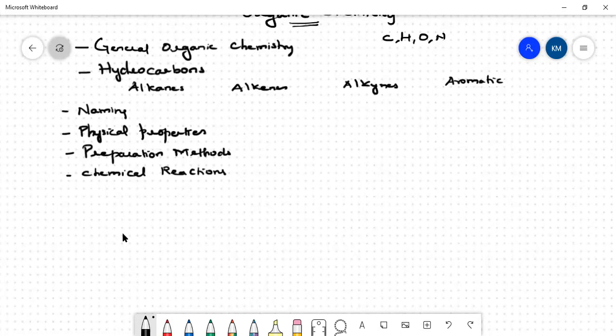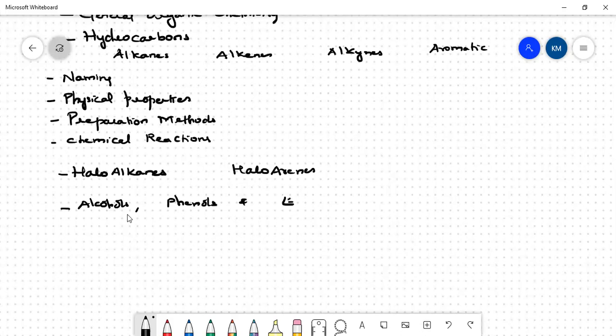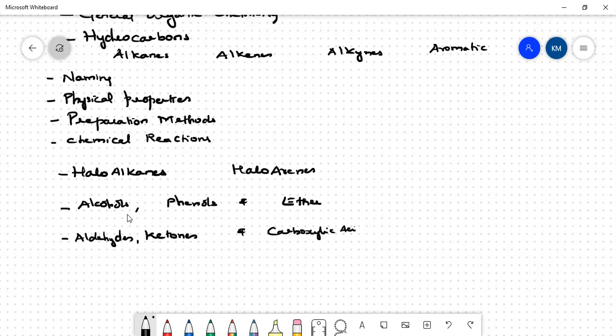Now let's look at the different chapters that we have in here. First, we have HaloAlkanes, and then HaloArenes. Okay, then the chapter alcohols, phenols, and ether. Yeah, and then we have aldehydes, ketones, and carboxylic acid and derivatives. Then organic compounds containing nitrogen compounds. And then biomolecules, polymers, chemistry in everyday life.